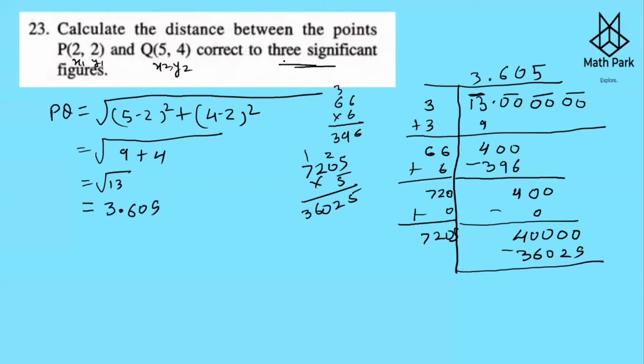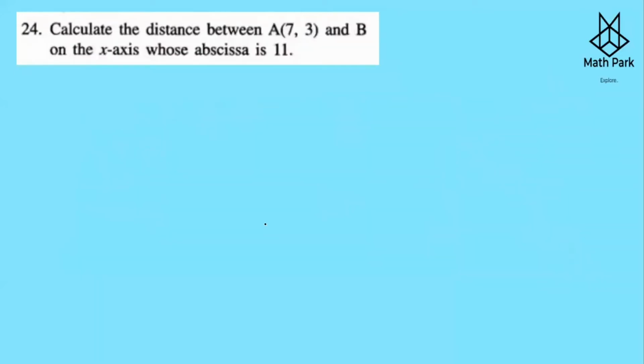Now to find it up to 3 significant figures, all this number is up to 4 significant figures. So I go for the fourth figure; it is 5 or more, so I should add 1 over here. So the PQ distance up to 3 significant figures, I'll be adding 1 here. It is 3.61 up to 3 significant figures. Got it?